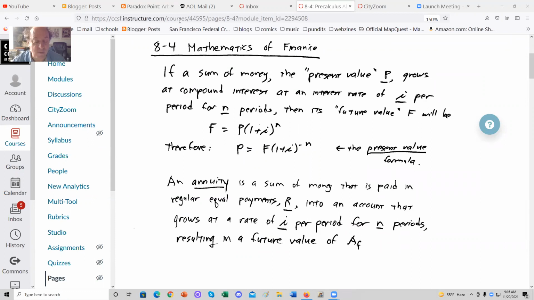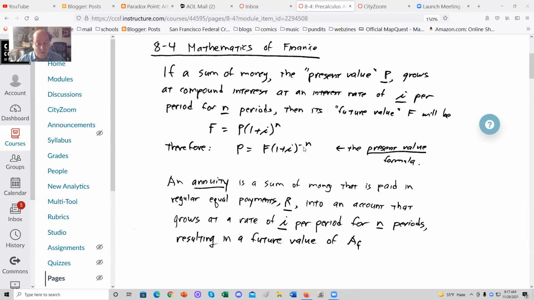So we start off with basic compound interest. A present value P grows at compound interest at an interest rate of i per period for n periods. Its future value, called F, will be P times (1 + i)^n, so an exponential growth. Now, running backwards, P equals F times (1 + i)^(-n). This talks up the present value.